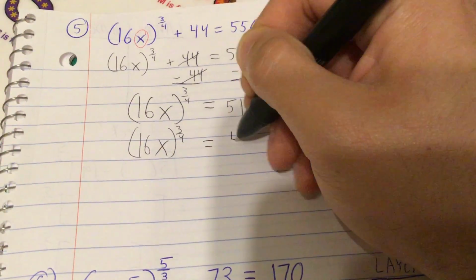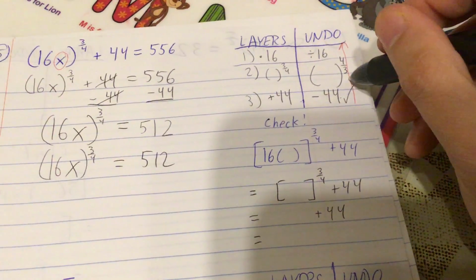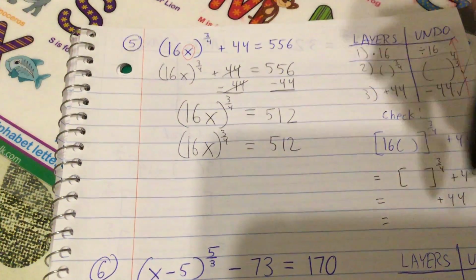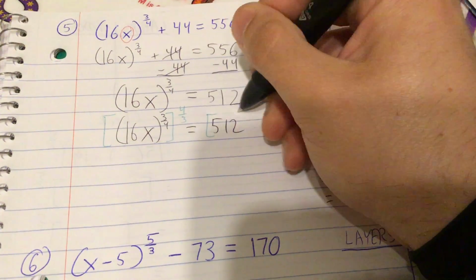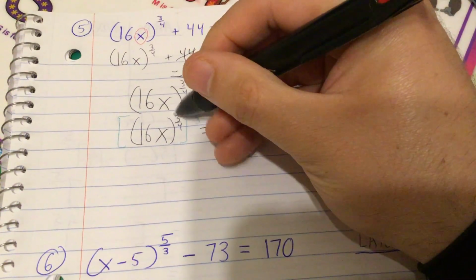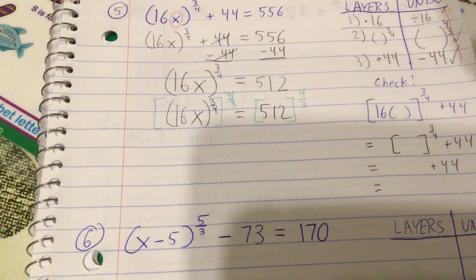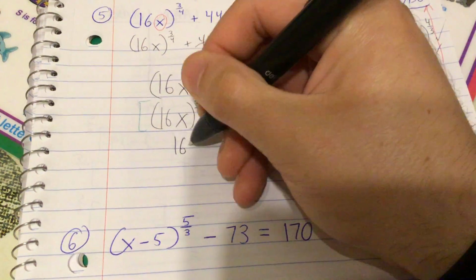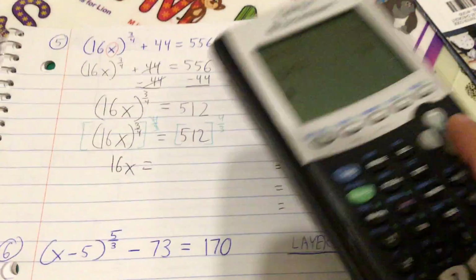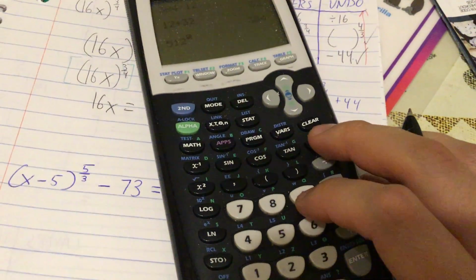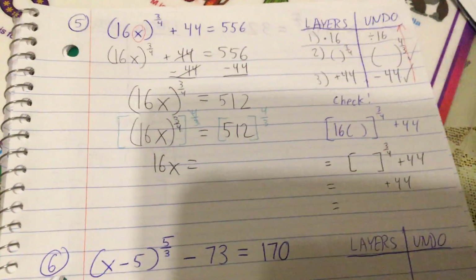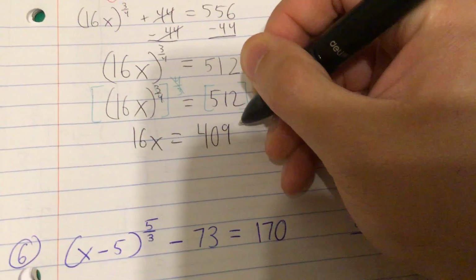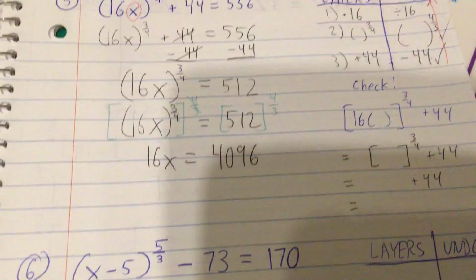I'm going to undo both sides of the equation by my second undo step, which is I'm going to take both sides to the 4/3 power. The 4/3 power and the 3/4 power cancel each other out, leaving me with, I'm going to need a calculator here. 16x is equal to, I don't know what 512 to the 4/3 power is, but luckily I got a machine that does. 4,096. Huh. All right. So 16x is equal to 4,096.